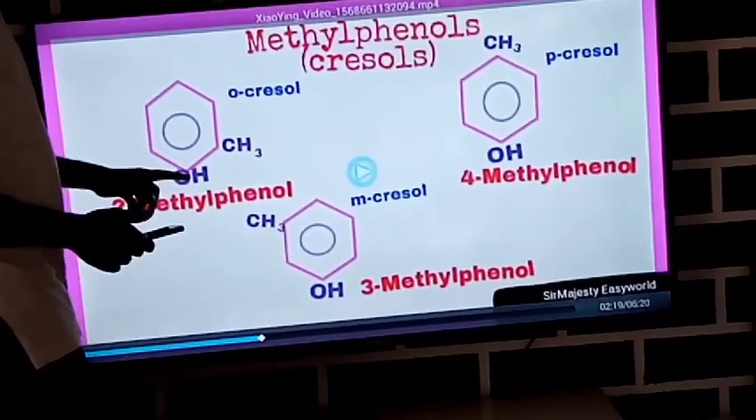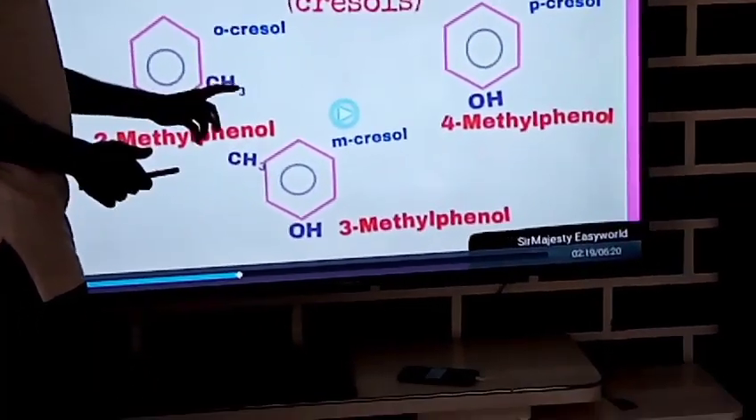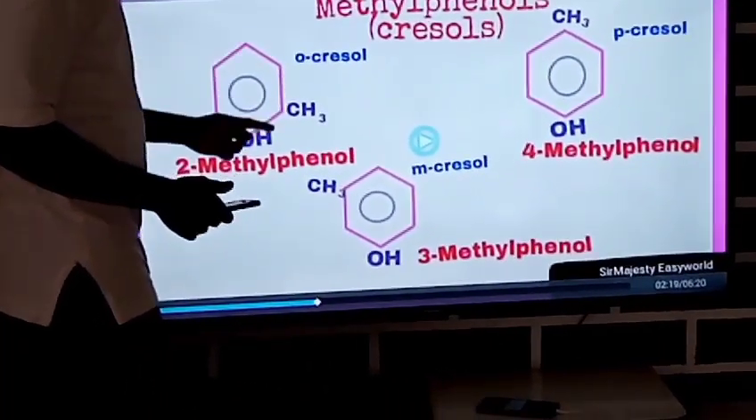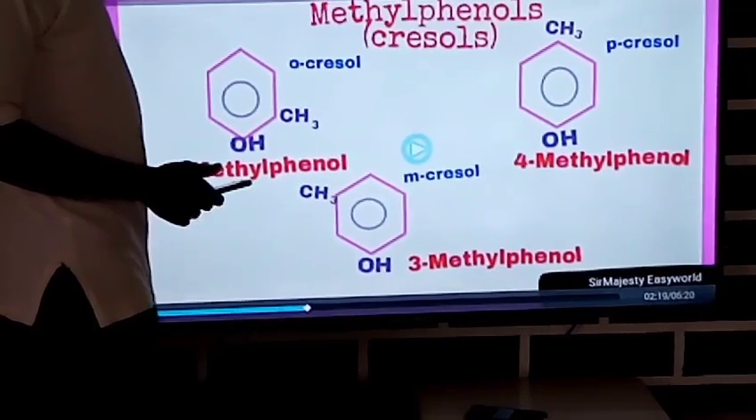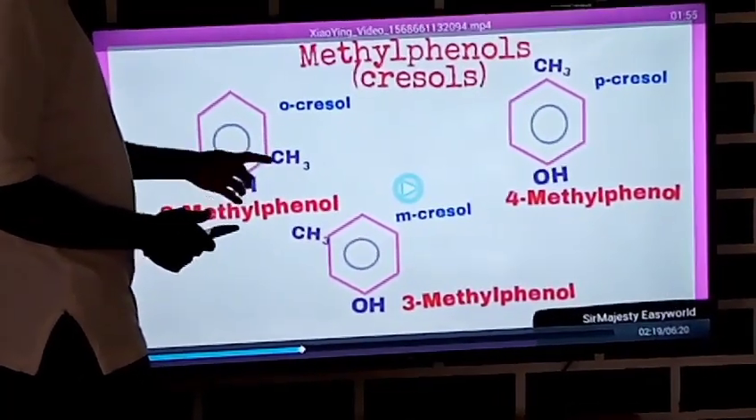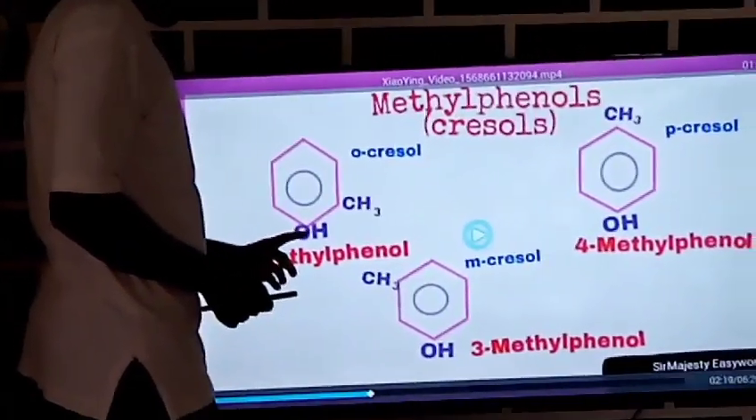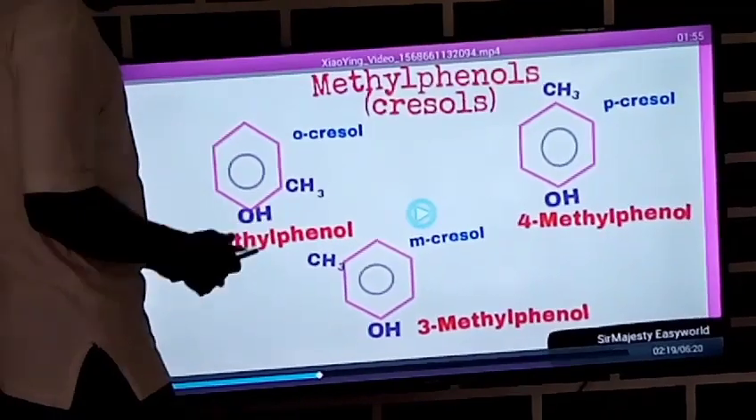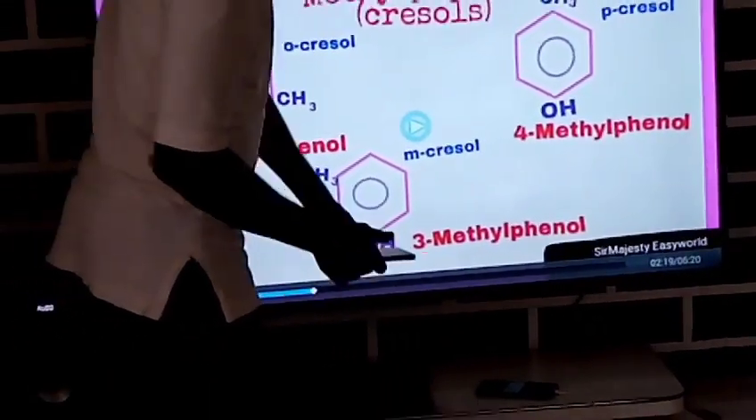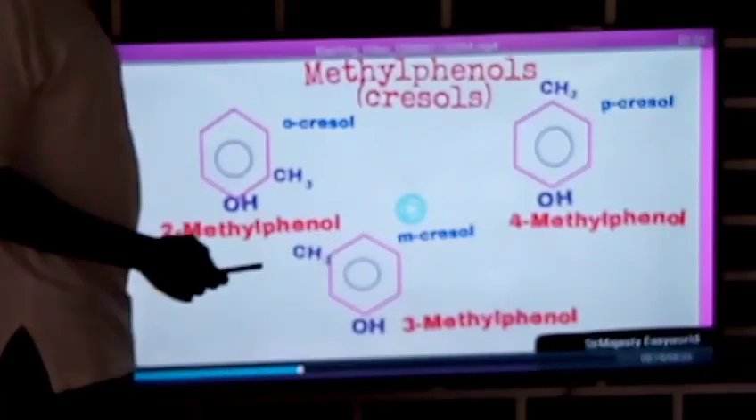So here the OH is number 1. The next substituent group is on carbon number 2. So it's a 2-methylphenol, because if you remove this CH3, the compound left is called phenol. Just a benzene ring with 1 OH is called phenol. Then the methyl is on carbon number 2. If this is 1, then this is 2. It is the same thing as saying 1 hydroxyl, 2 methyl. Then 1 and 2 still remains ortho, and hence the name is O-cresol. And here it becomes your meta-cresol, then para-cresol.